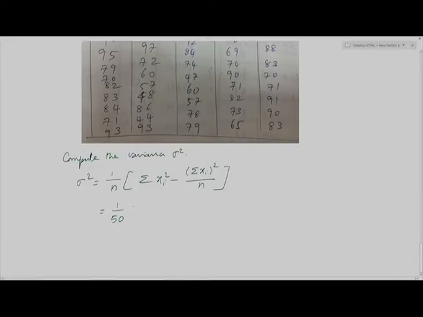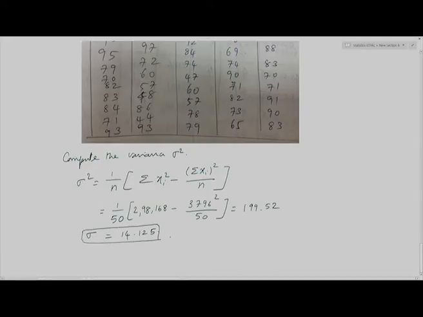So, 1 by 50. Sigma xi square is a big number: 2,98,168 minus 3796 square divided by 50. This finally turns out to be 199.52, and hence the standard deviation, if I want to compute it, is 14.125. So, this is the standard deviation for this big data.